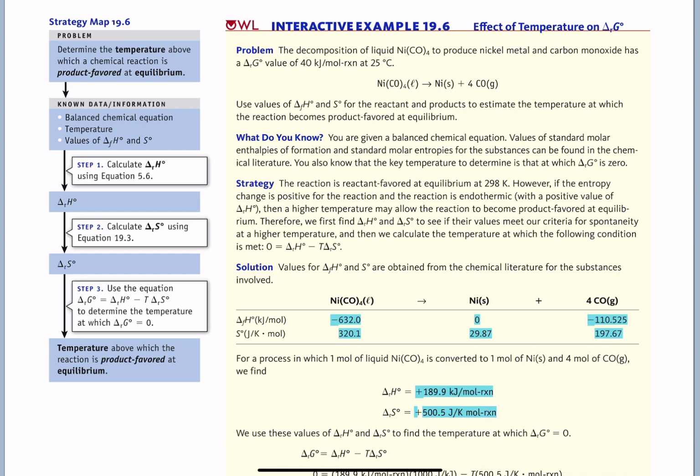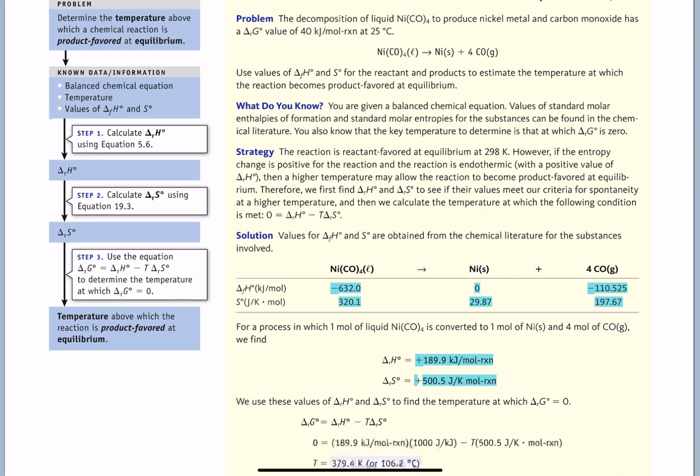Now you can see when you look at these two values, as far as the delta H is concerned, it's non-favorable for this reaction to be spontaneous. As far as the delta S is concerned, it is favorable. So the entropy favors a spontaneous reaction, but your enthalpy does not favor a spontaneous reaction.